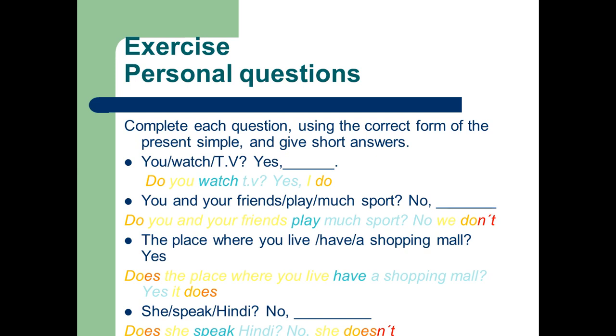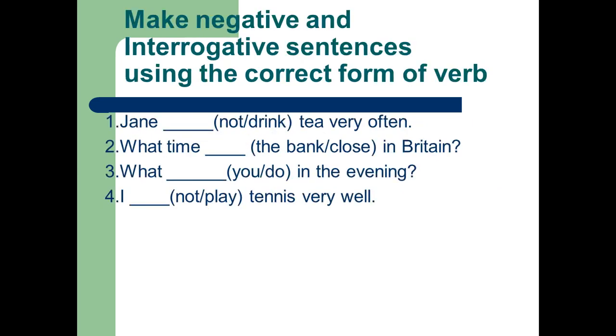Does the place where you live have a shopping mall? Yes, it does. Siz yashayotgan joyda katta do'kon bormi? Ha, bor. Does she speak Hindi? No, she doesn't. U hind tilida gapiradimi? Yo'q, gapira olmaydi. Make negative and interrogative sentences using the correct form of the verb. Demak, quyidagi gaplardan siz so'roq va inkor shakllarni yasashingiz kerak.